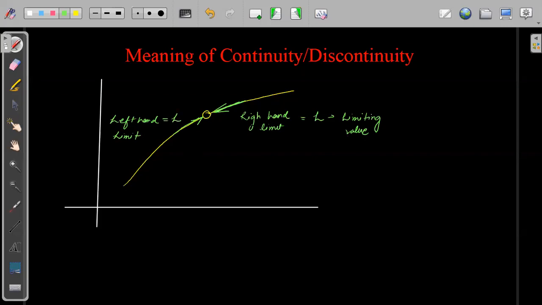That means from the right side and the left side, the function is converging to a particular point. On the right side the function is moving towards L, and on the left side also the function is converging to L. If the function is continuous, then this part also has to be equal to the converging value. If the function is something else, suppose it takes value T, then we say that this function is discontinuous.